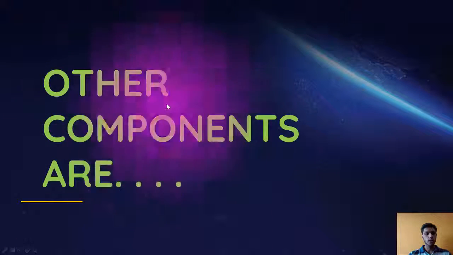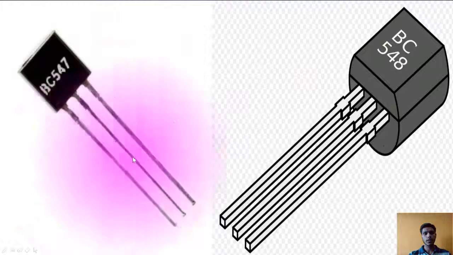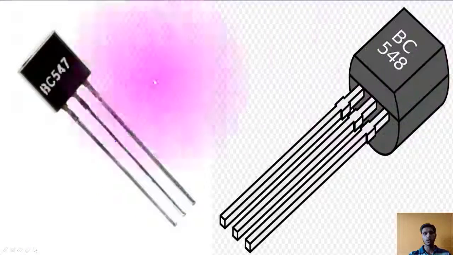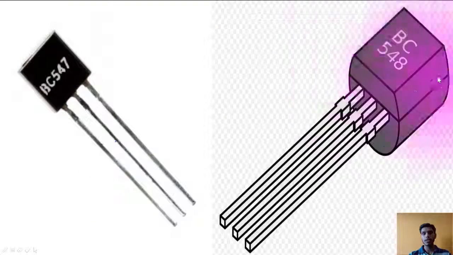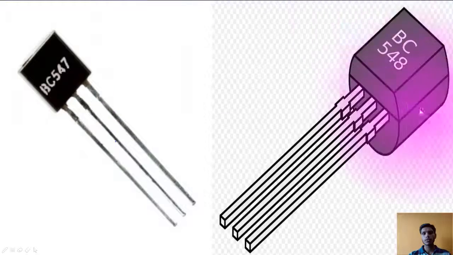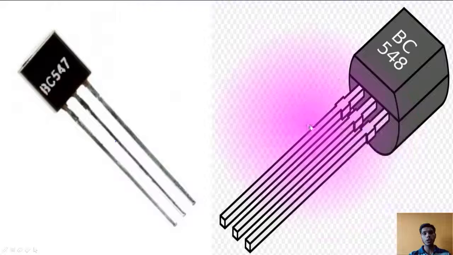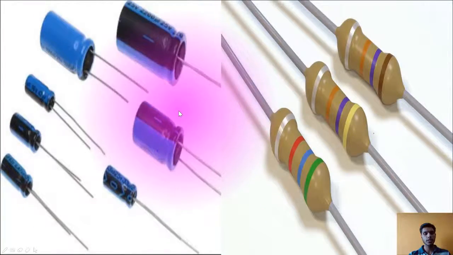Some of the other components that I have used in my project are these. These are the transistors, that is BC547 and BC548. Actually, we have used two BC547, that is T1 and T2, and one BC548, that is transistor 3. In my project, the 547 transistors act as amplifiers, while the 548 acts as a switch according to the output of the JK flip-flop. Now these are the resistors and capacitors that I have used in my project.